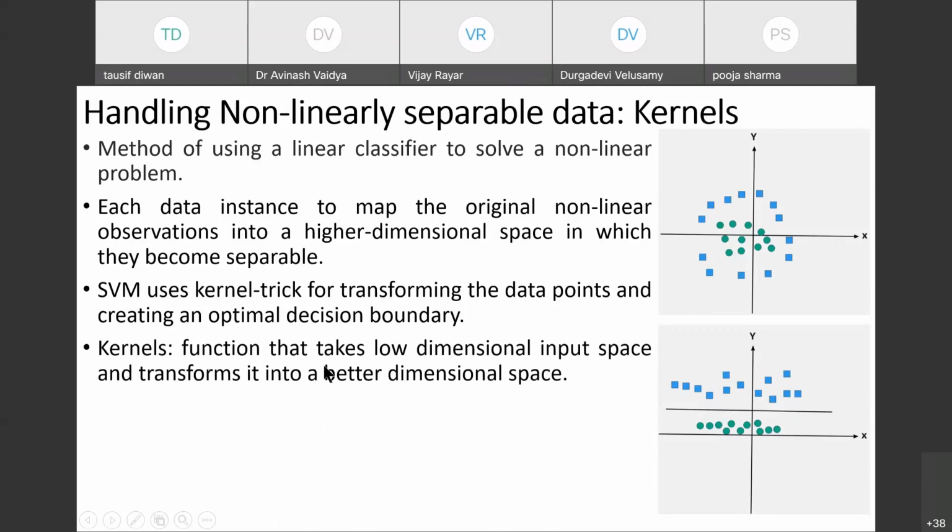These are the kernel functions that take a lower dimensional input space and transform it into a higher dimensional space. But this does not come freely. The time complexity of the kernel function increases, but we can also compensate for that increased time complexity, which we will see.